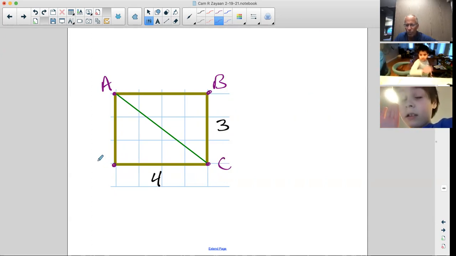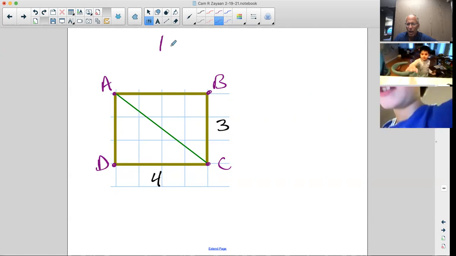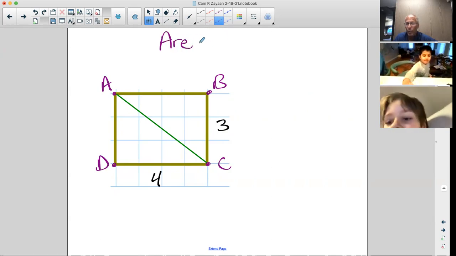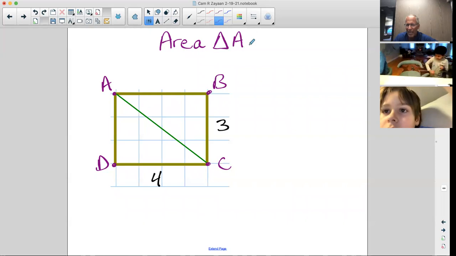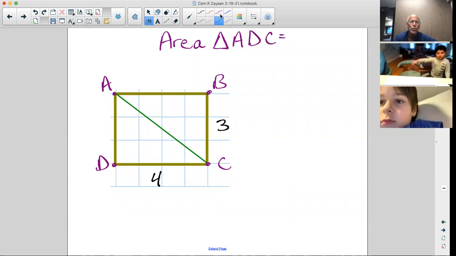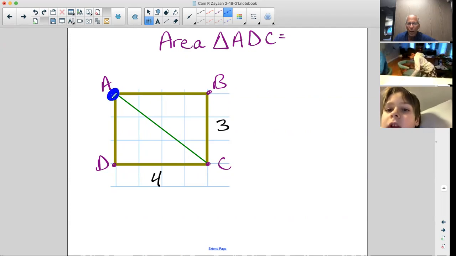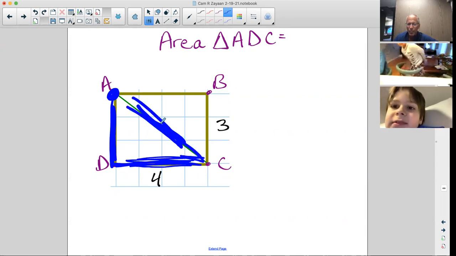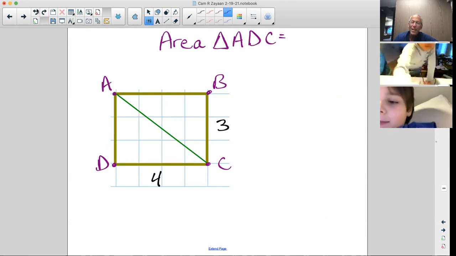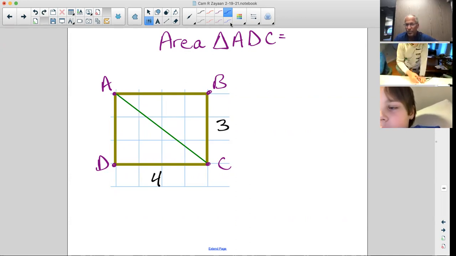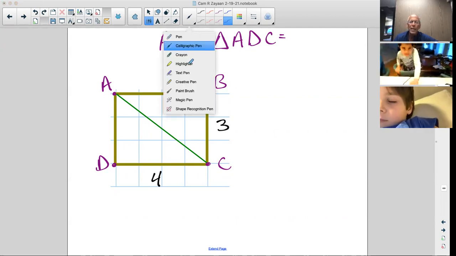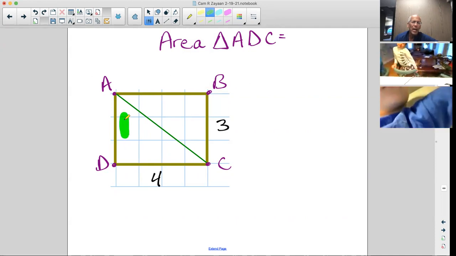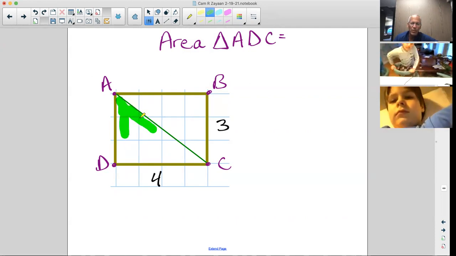And what I want from you guys. I'm learning about this in math in school. Cam, what can you tell me about the area of triangle ADC? When you read a triangle, you read it by its vertices, A to D, and then to C. It's kind of like dot to dot. It's exactly dot to dot. Cam and Zayaan, I want you to be calculating right now. Cam, what is the area of this triangle?